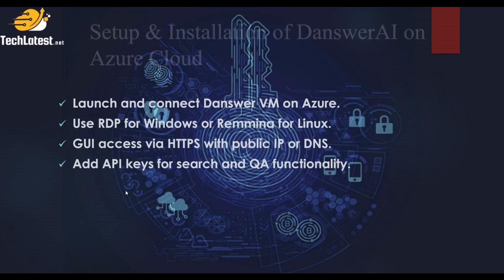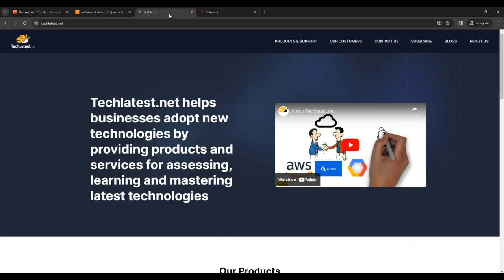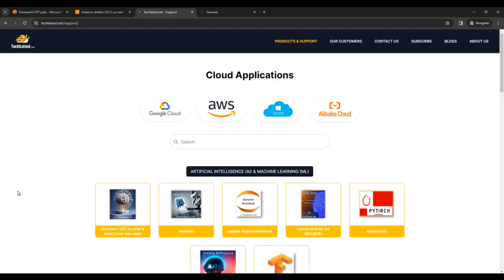Moving to the next slide. This is for Azure: launch and connect the Dancer VM on Azure, use RDP for Windows or Remmina for Linux, GUI access via HTTPS with public IP or DNS, and add API keys for search and Q&A functionality. I will also show you the VM of techlatest.net.